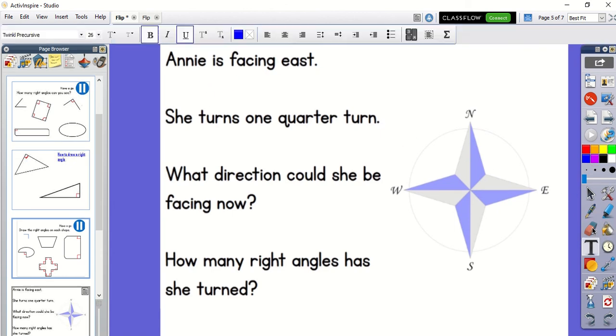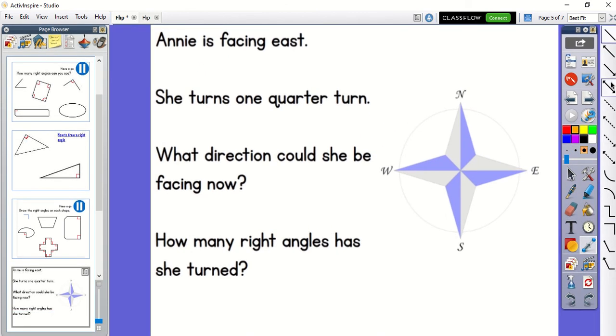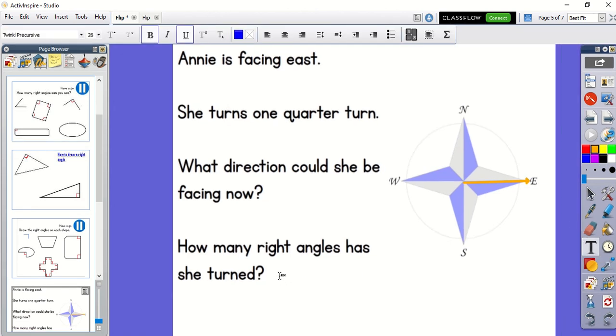So here we've got Annie. Now Annie is facing east. She turns 1/4 turn. What direction could she be facing now? And how many right angles has she turned? Well, I can do that one straight away. I know that a quarter turn is a right angle turn. So if she's done 1/4, she's done 1 right angle turn. Okay?